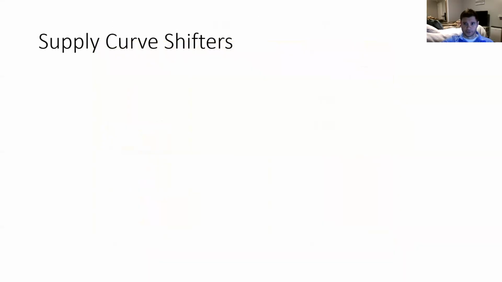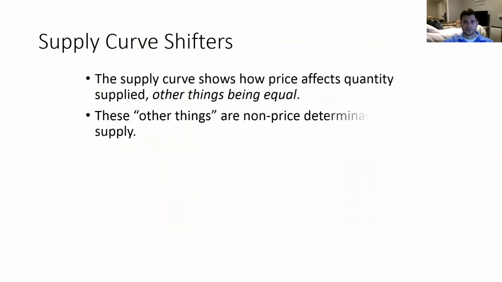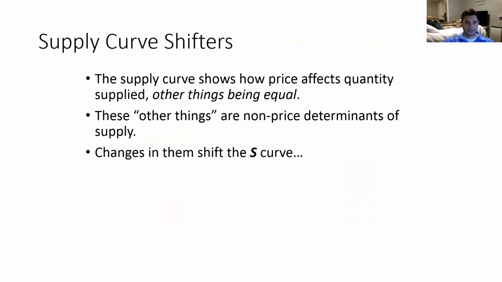Supply curve shifters. Again, the supply curve shows us how price affects quantity, holding other factors equal. And again, these other factors, just like we mentioned for the demand curve, are the non-price determinants of supply. Anytime these non-price determinants of supply change, meaning things that are not the price of the good itself, these will cause the supply curve to actually shift. In general, I'm going to argue that the supply curve, which we saw reflects the marginal cost of production, is very closely related to the cost of production changing.